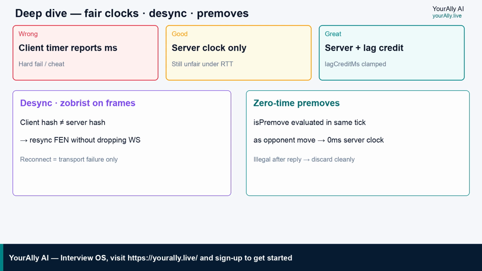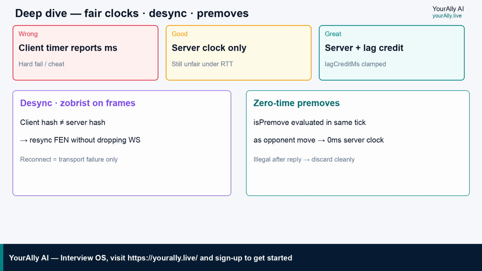Player A 30 milliseconds from the server and player B 200 milliseconds away lose different amounts per move. Over 40 moves, B can donate nearly 7 seconds to transit alone. Geography becomes rating. Mobile and far regions lose through no fault of their play. Great: server authoritative clock with latency compensation. Estimate one-way delay from heartbeats and observed move RTTs.